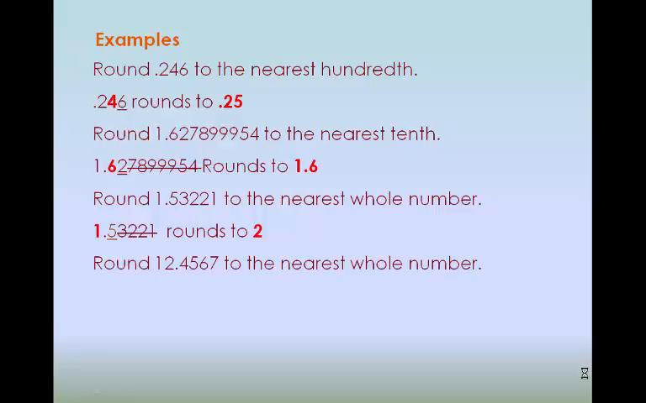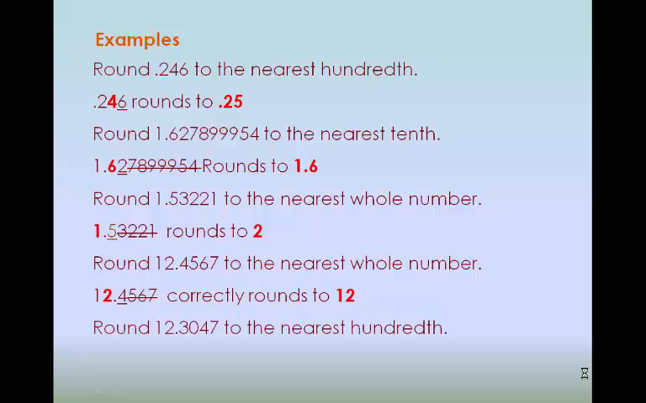Round 12.4567 to the nearest whole number. Again, the nearest whole number would be the 2. We look immediately to the right, it is a 4. It is less than 5, so we're going to drop everything to the right of the decimal. So this number correctly rounds to 12.